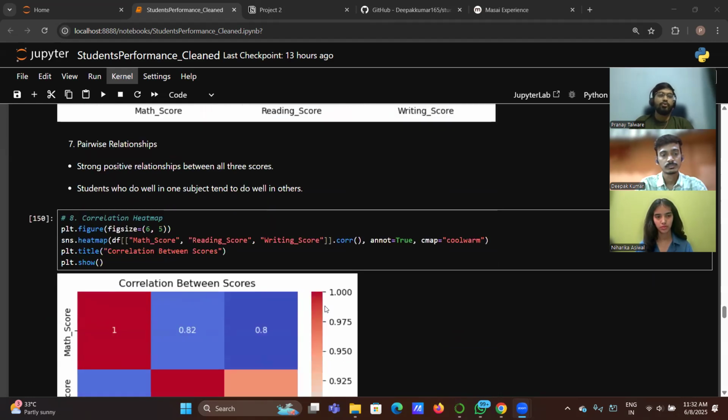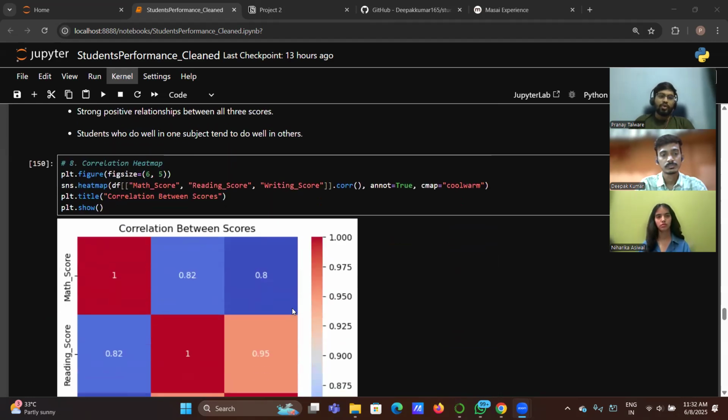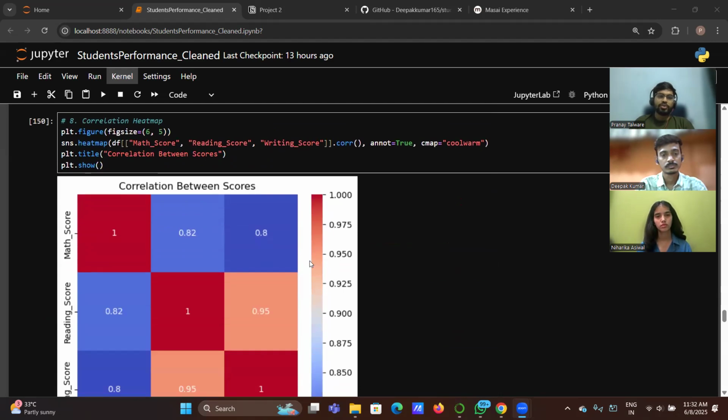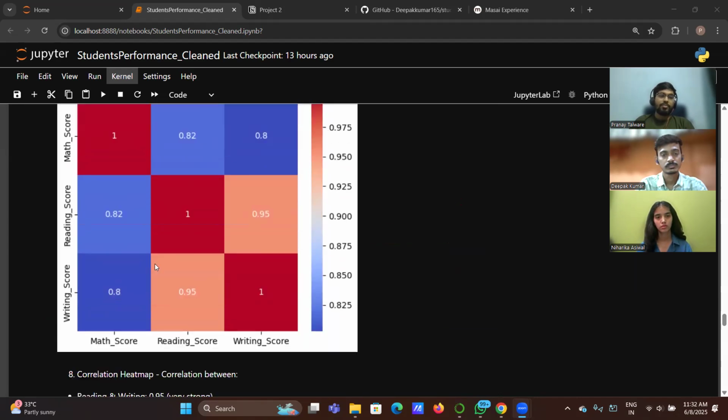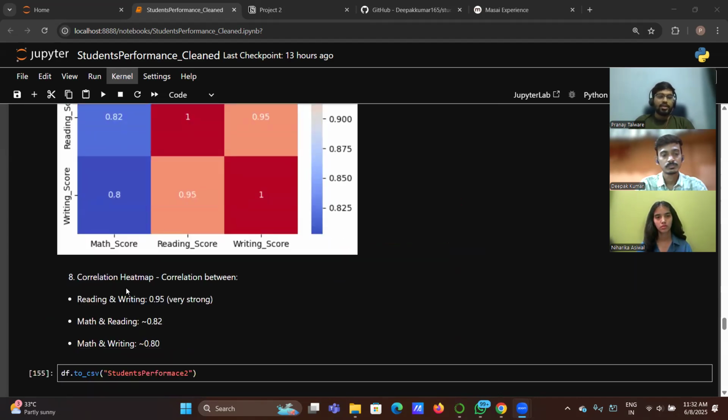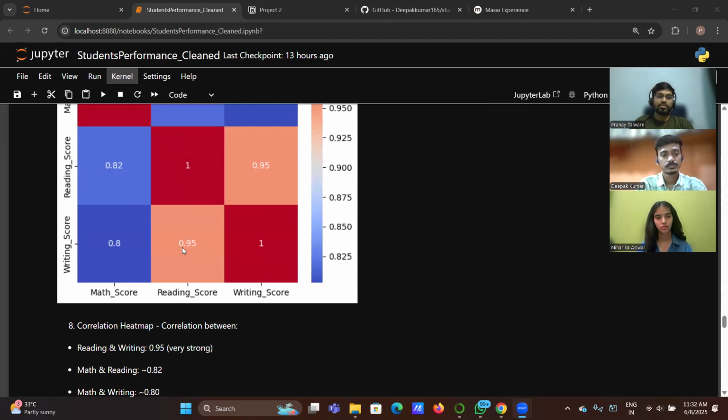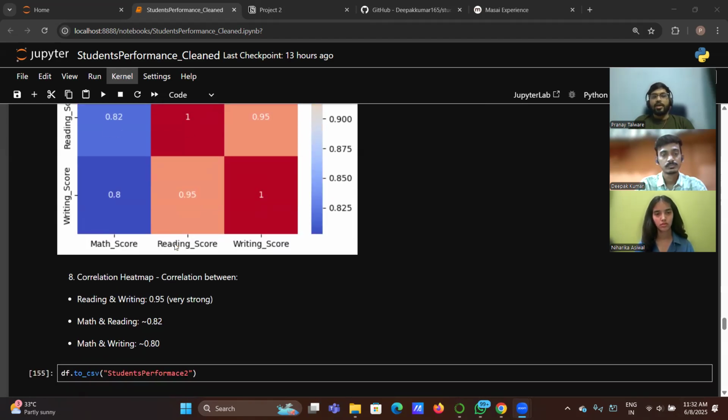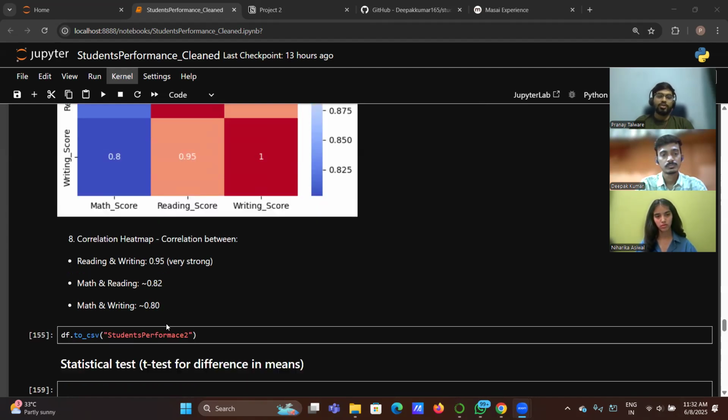And further we went on to analyze the correlation between each course in terms of numbers. For that we used the heat map, and from that heat map we can see that reading and writing have a strong correlation, which is about 0.95, which is considered very strong. And there is also a correlation between math and reading, which is nearly 0.82, also considered a strong correlation.